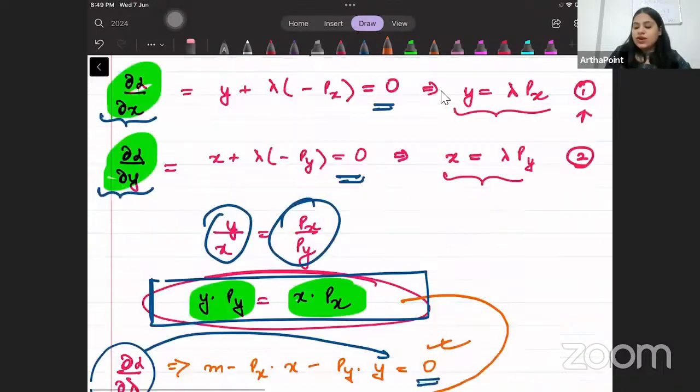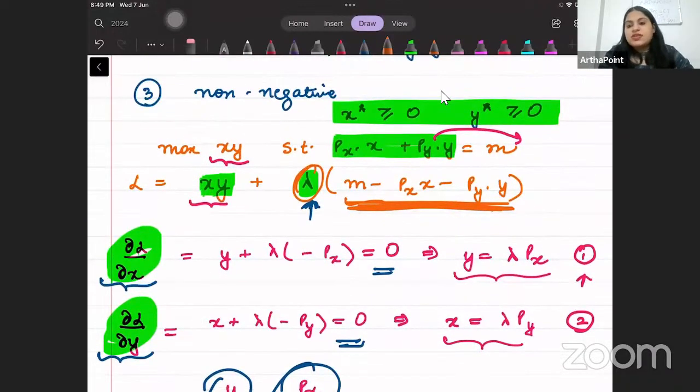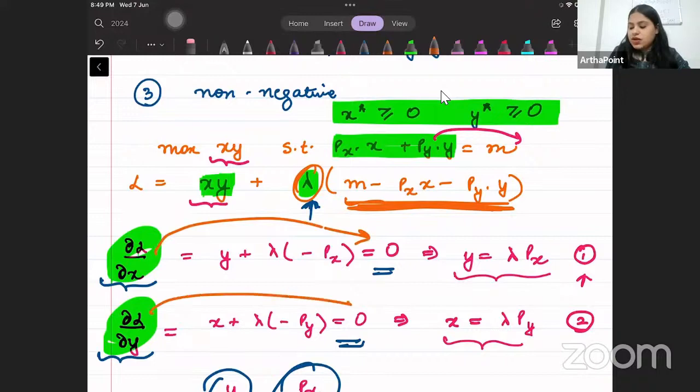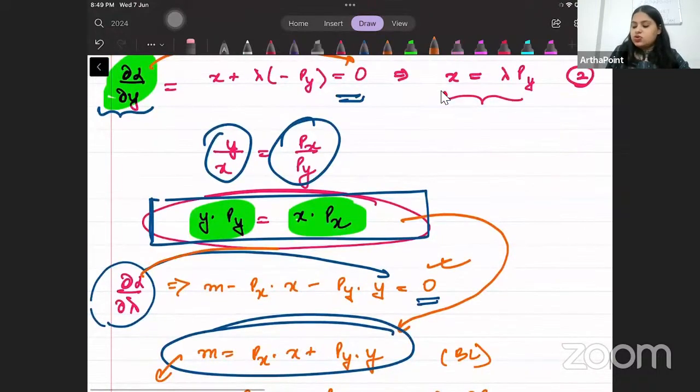So you just have to go ahead and optimize. Optimization requires differentiation. If I have to maximize utility while consuming goods X and Y, I must differentiate it with respect to X and equate it to 0. Exactly the same thing I followed with lambda also. Here I'm equating to 0, here I'm equating to 0, and here also I'm equating it to 0. This is how you do the method of Lagrange.